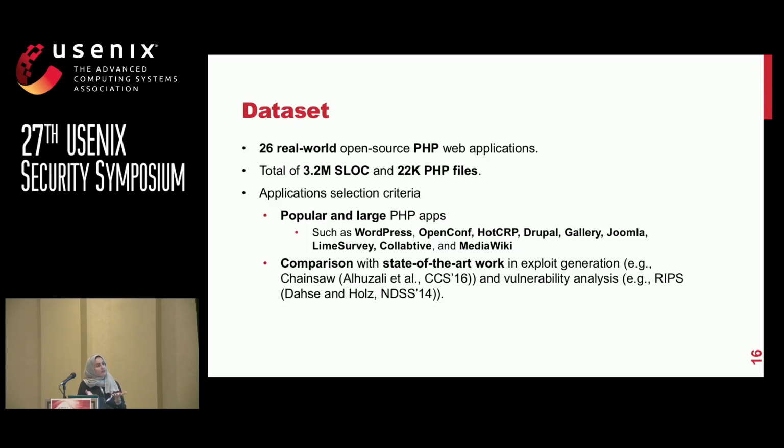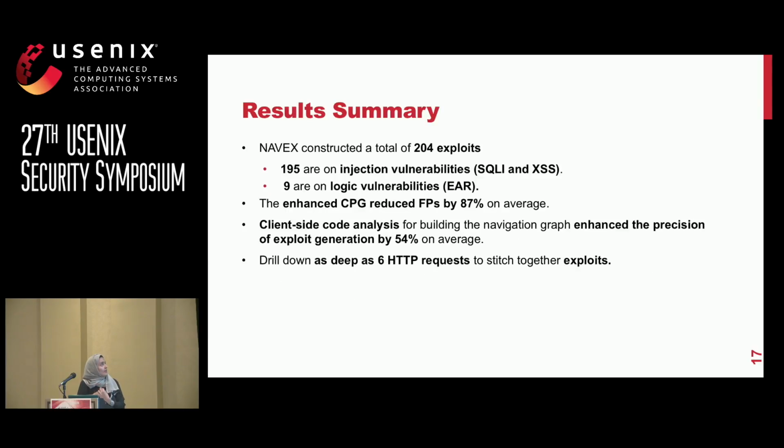We've evaluated our tool on 26 web applications with a total of 3.2 million source lines of PHP code. The data set contains popular and large applications such as WordPress, MediaWiki, and Joomla. We've also selected older applications to compare our results with other state-of-the-art work. NAVEX constructed a total of 204 exploits.